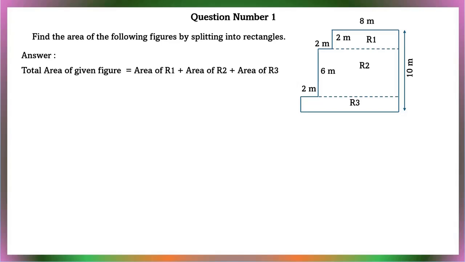Therefore, the total area of the figure becomes area of rectangle 1 plus area of rectangle 2 plus area of rectangle 3. Now, in order to find the area of rectangle 1, we must find the missing sides.